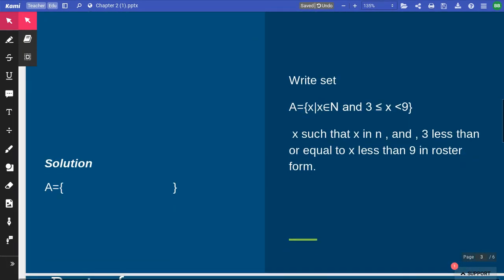So let's try a quick example. Let's write the set that is explained here. So it says X such that X is N. That's a capital N. We know what capital N represents. We just went over this. Natural numbers. So think about the counting numbers. And this reads 3 less than or equal to X, strictly less than 9. And we're going to put this in roster form.